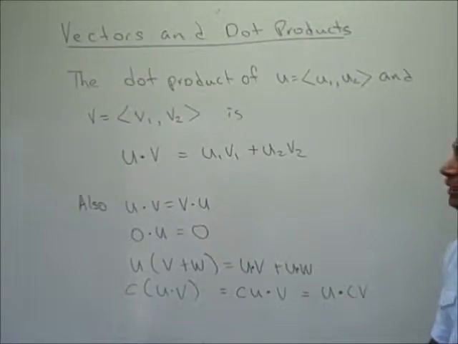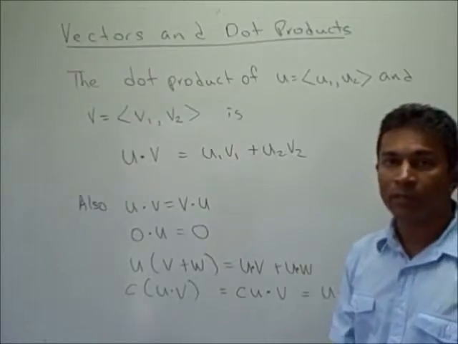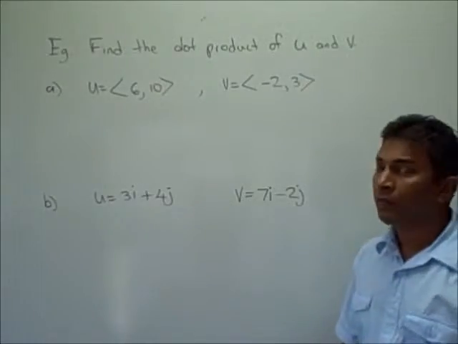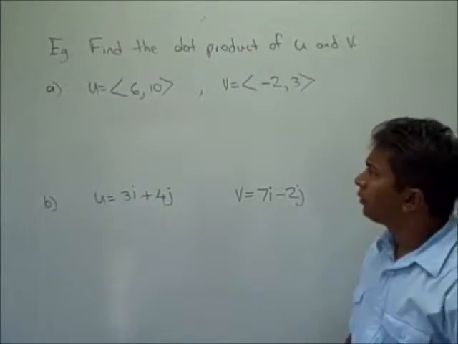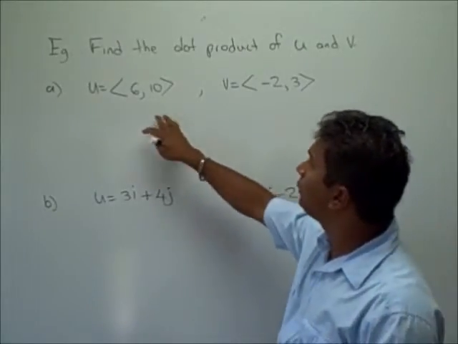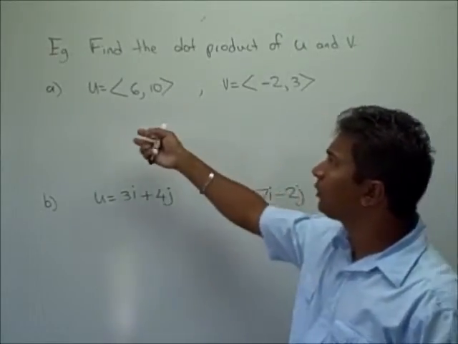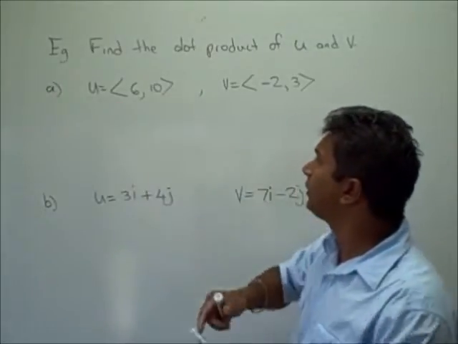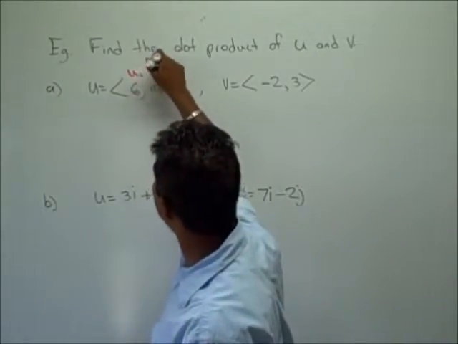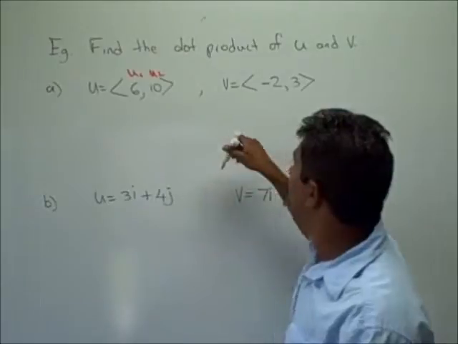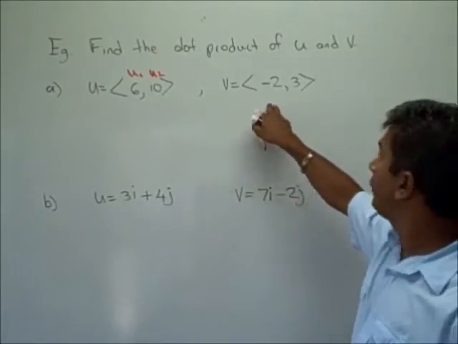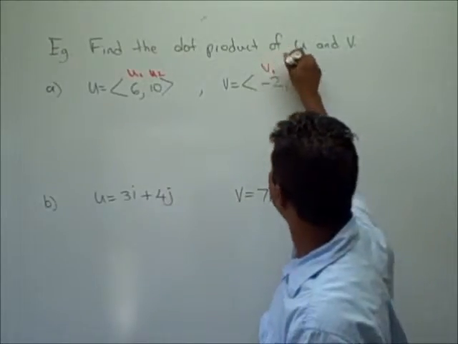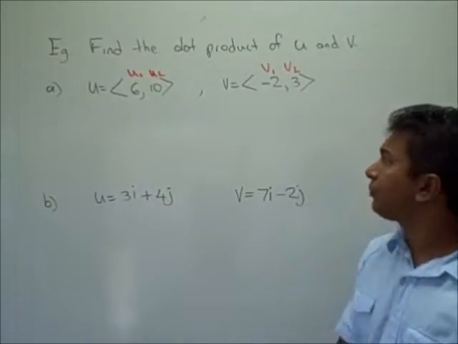Now let's go over a couple of examples that demonstrate the dot product. So here we're finding the dot product of u and v. We're told that u is equal to 6 and 10, so this is our u1, u2. And we're told that v is equal to -2 and 3, so this is our v1 and v2.